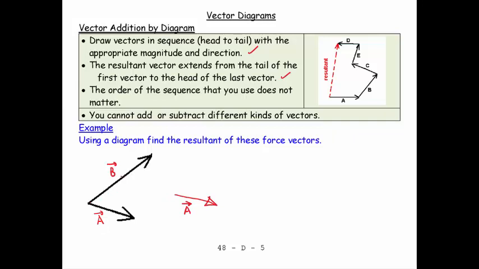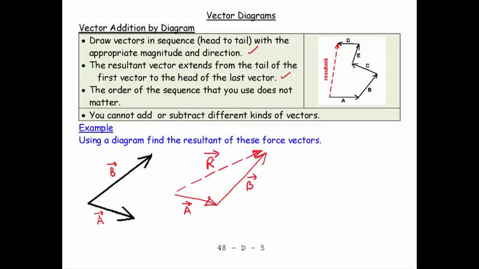Now I want to add vector B, and so I go to the head of vector A, and I put the tail of vector B, and I draw a vector just as long as vector B in the same direction, and this is my vector B. By drawing them head to tail, that's constructed for me my vector diagram, and I can draw in my resultant vector, and there's my resultant vector.